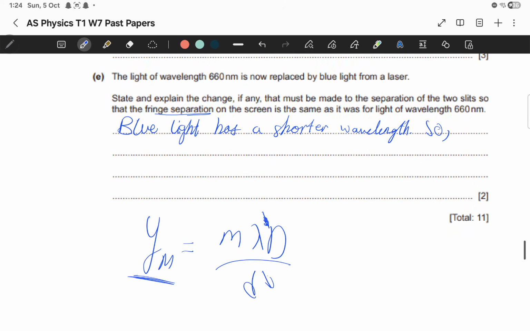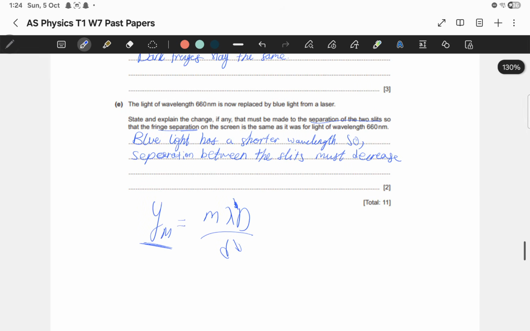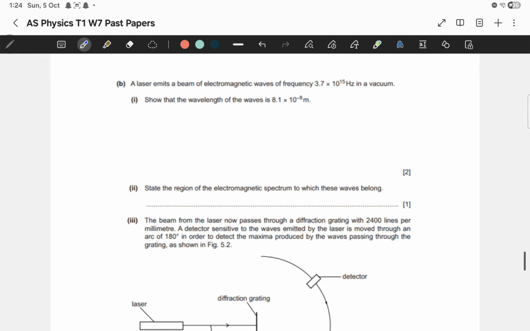So the separation between the slits, the separation of the two slits, must decrease in order for the fringe separation to remain the same.